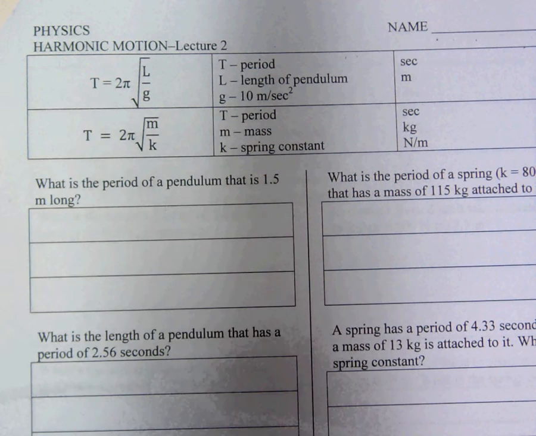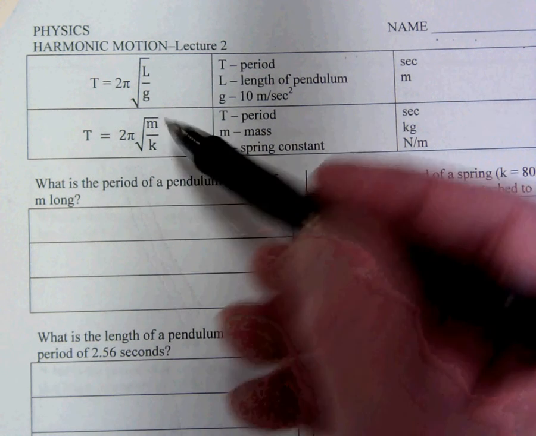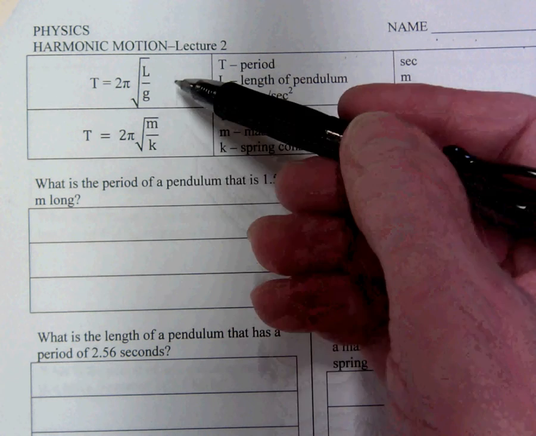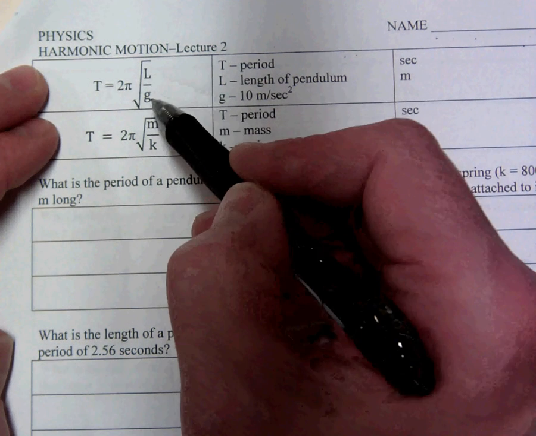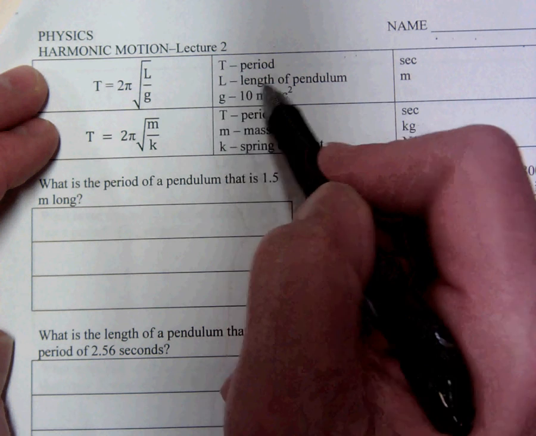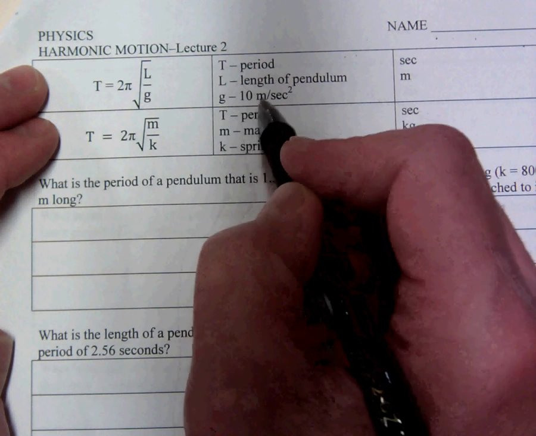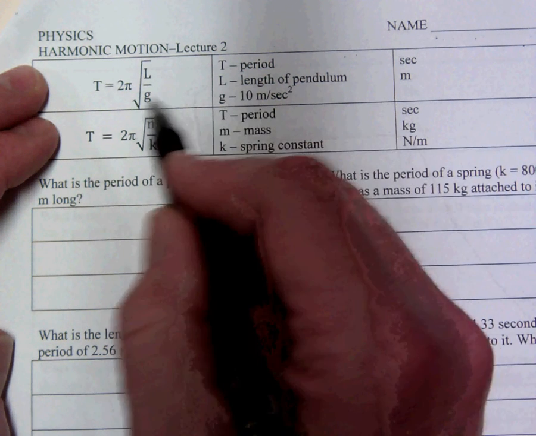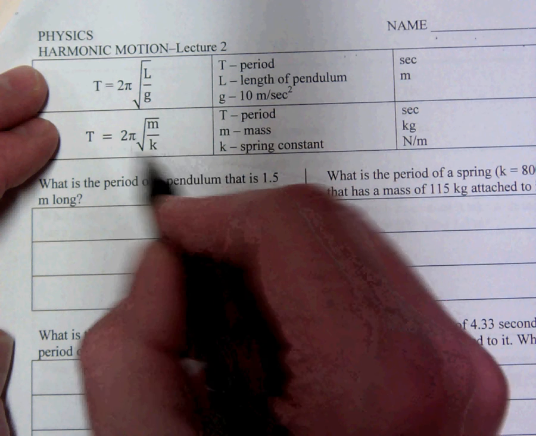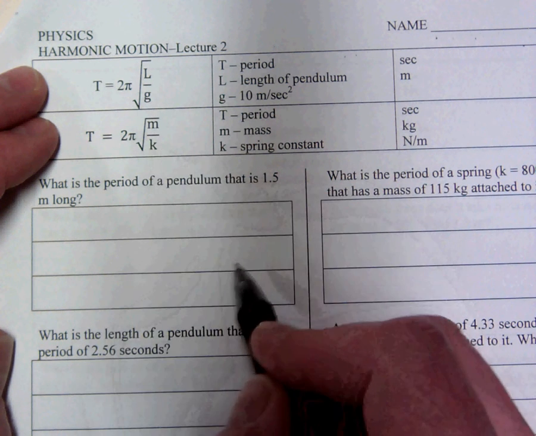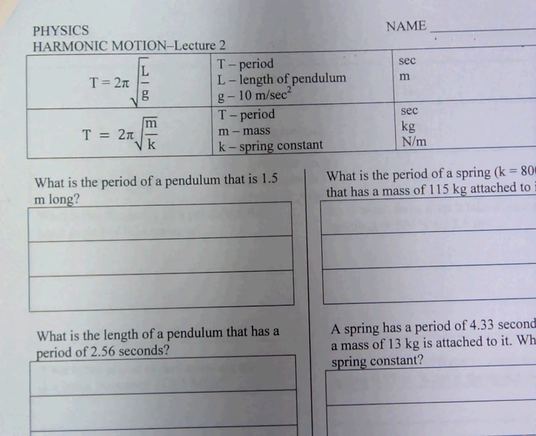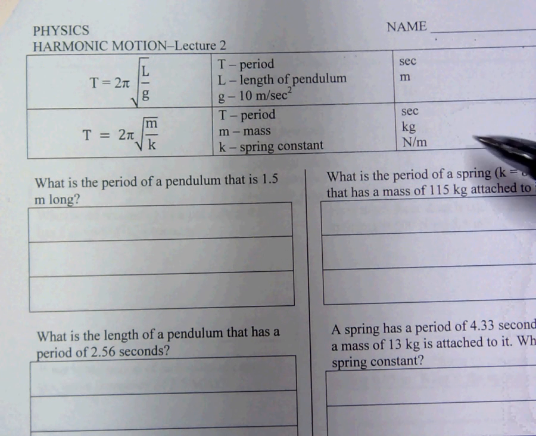You notice the equations that we're using are close, the T and the 2 pi, but underneath the radical, for a pendulum, you got L and g. L is your length, g is 10, as we know. And under the spring, I got m for mass, and k is our spring constant, which we've covered in past lectures. If you just want to review, here are our units.